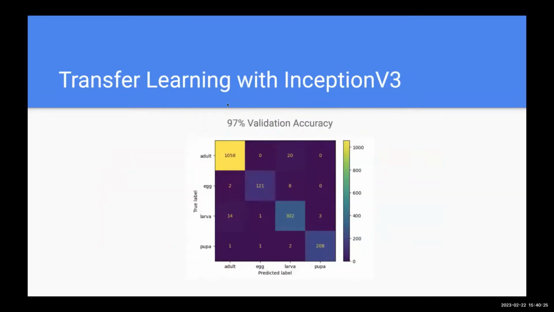I took a transfer learning approach and used a pre-trained model known as Inception v3. Inception v3 is a convolutional neural network that has been pre-trained with the Google ImageNet database, and as a result has learned something about how to parse images. I took that model and further trained it with my butterfly life stage classification data set. With this approach, I was able to achieve a 97% validation accuracy.